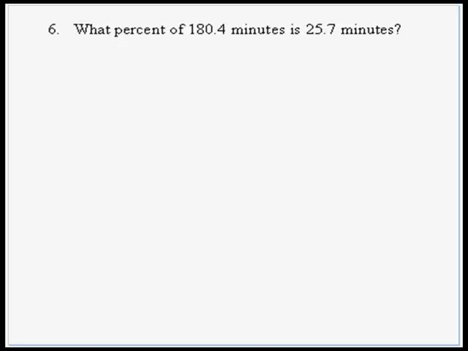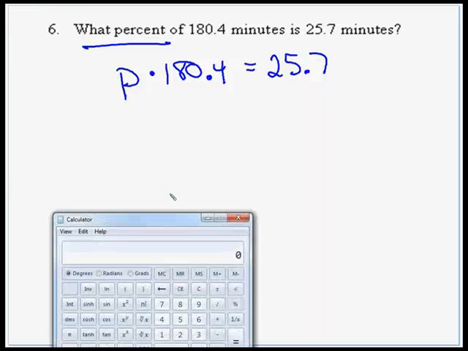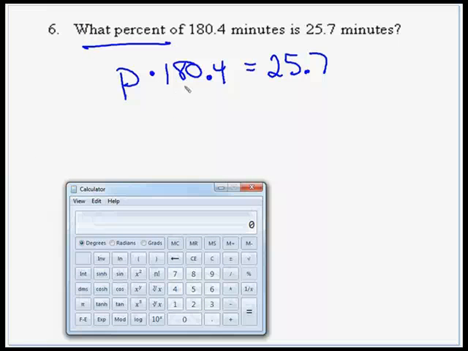Good old percentage problem. What percent P of means times 180.4 is means equals 25.7. And then we bust out the good old calculator right here. So we're going to have 180.4p equals 25.7. We're going to divide by 180.4. So 25.7 divided by 180.4.